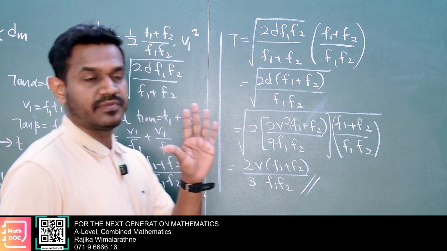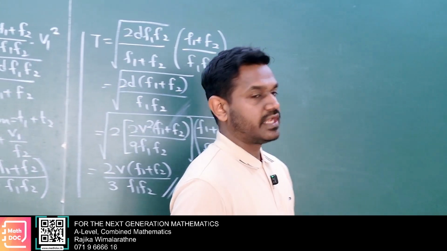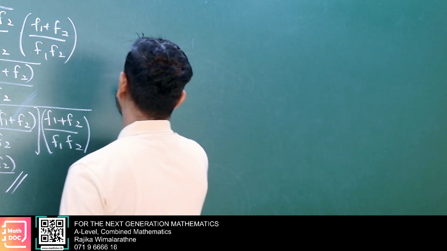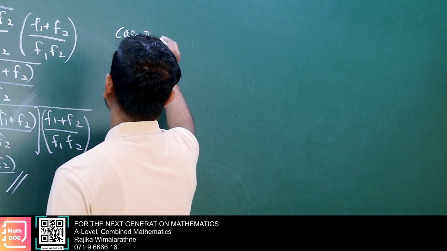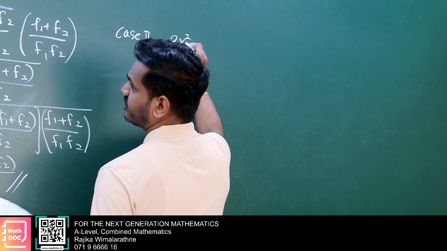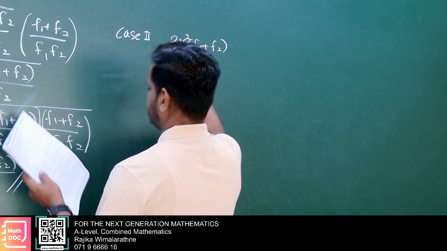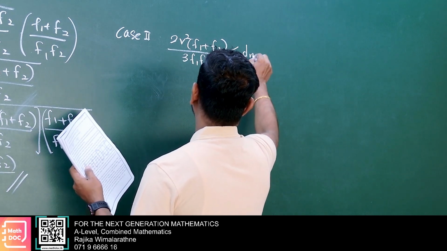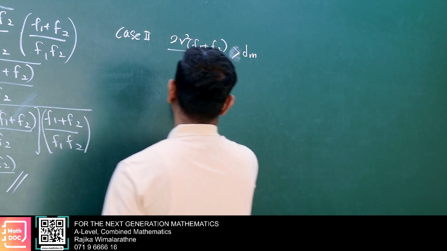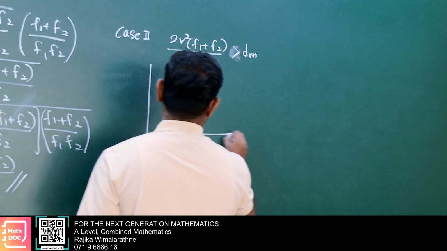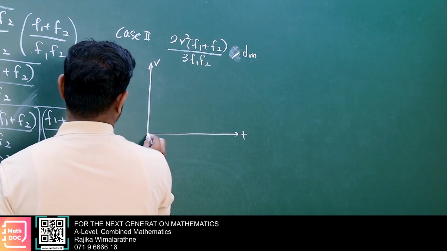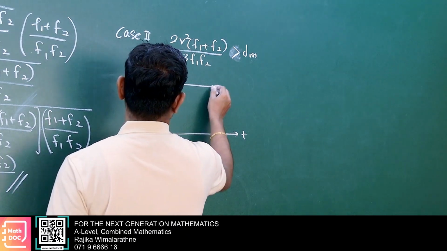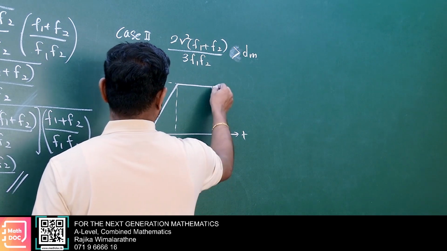Then case number 2. Now displacement larger than the minimum displacement. Here 2v squared (f1 plus f2) over 3 f1 f2. Here d is greater than dm. Therefore, in such a case, we have maximum acceleration, then reach maximum velocity v, and to maintain it, then we have to retard it.